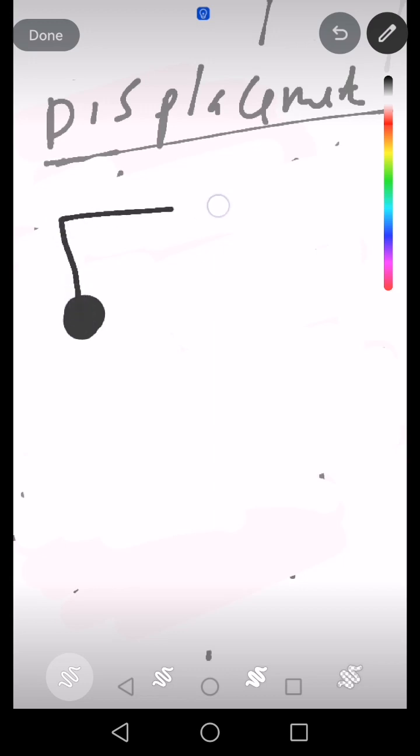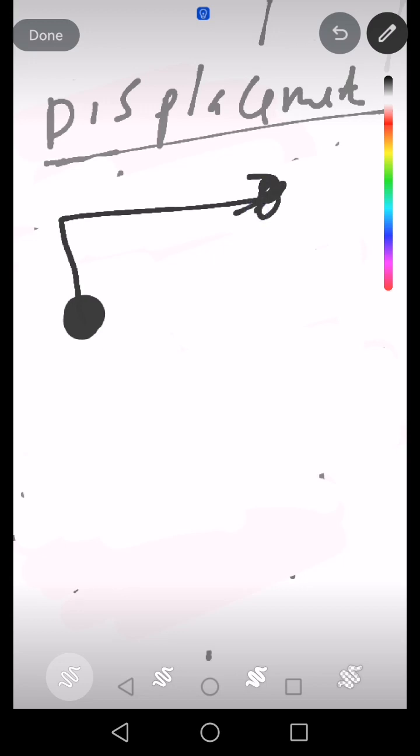So there, which is x. No, I'll just give an example of this. So this is a person. So a person moves here, going to here.